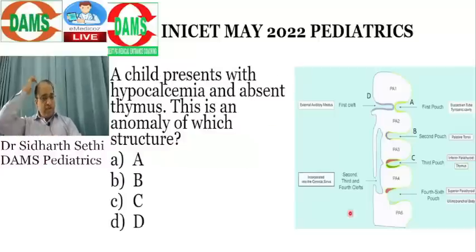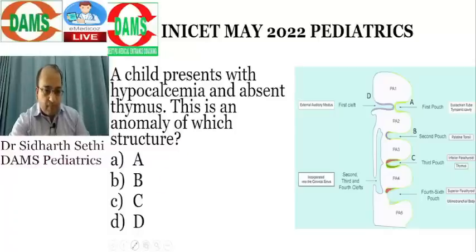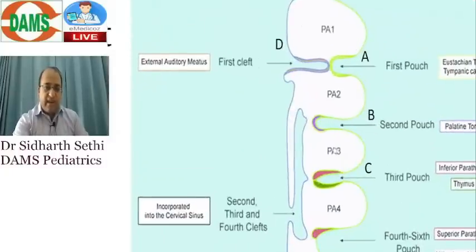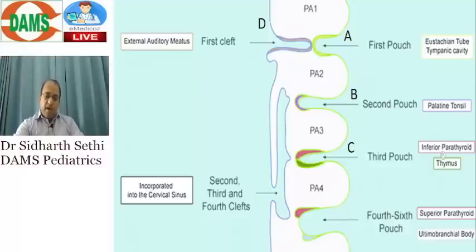Now there was a question on a child who comes to you with hypocalcemia and absent thymus, and this photograph was there. Now this is a problem of which structure? Now all of you please see here, these are the pharyngeal arches, these are the pouches, first, second, third and fourth, and these are the clefts. Okay, I'll just try to zoom it for you. So these are the clefts. Now what you can see here is that this patient has hypoparathyroidism and absent thymus.